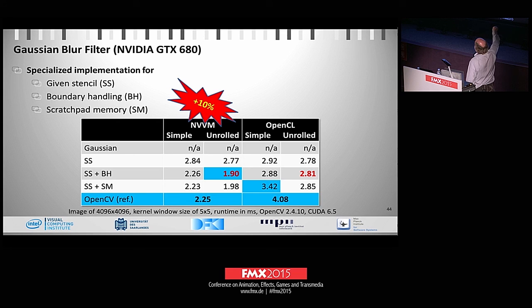So here, this is the straightforward Gaussian things, which we didn't really look at here. We did the simple one. Here we actually specified the stencil, so we optimized for knowing the stencil. Here we also implemented boundary handling through an optimization that I don't have time to go into. And here we also included local memory, or scratchpad memory, as it's sometimes called.